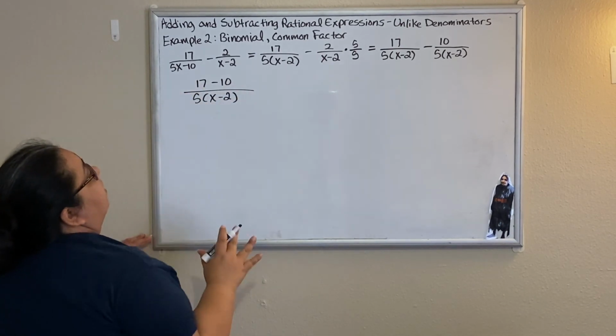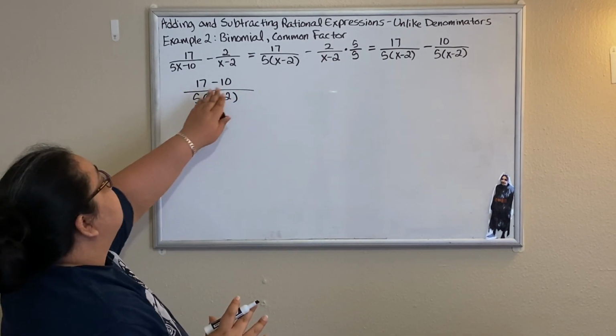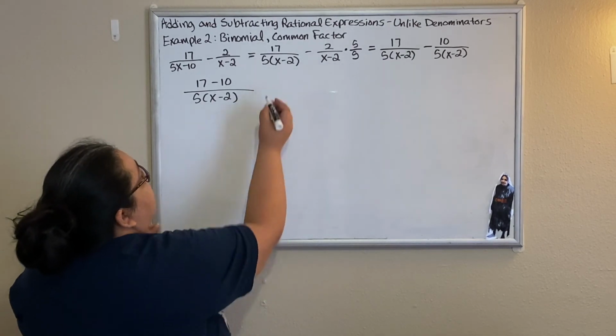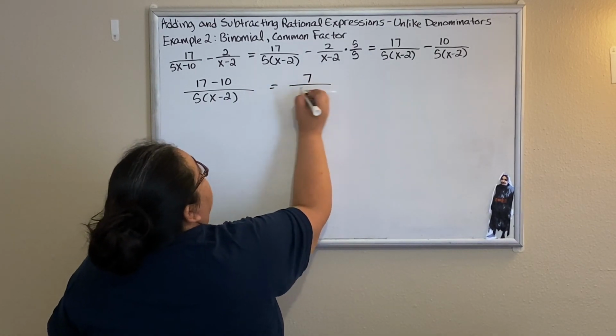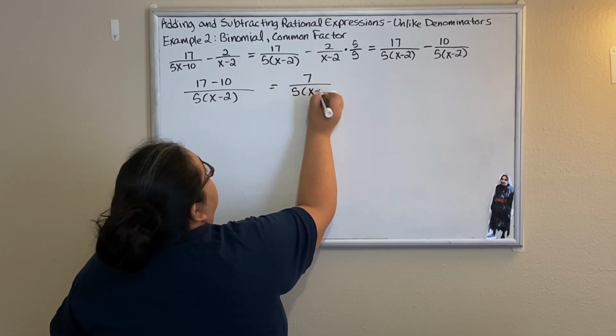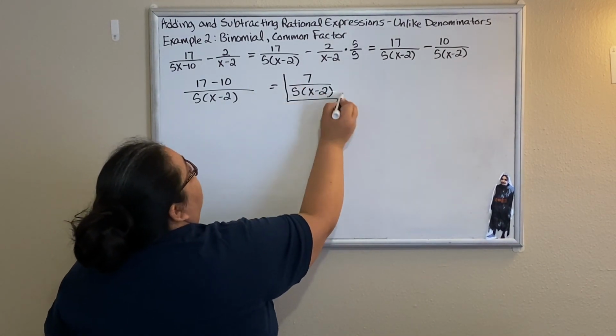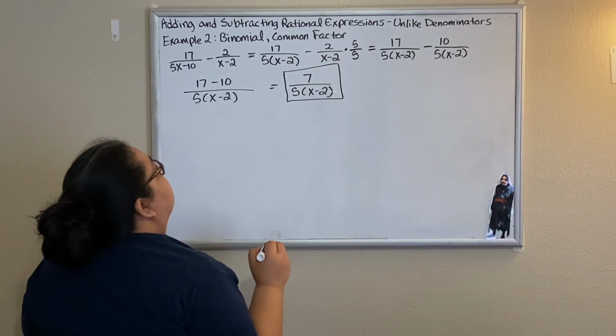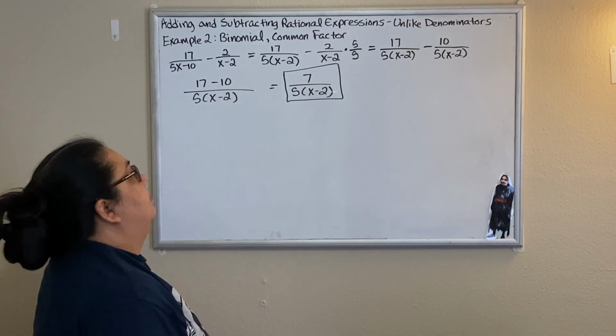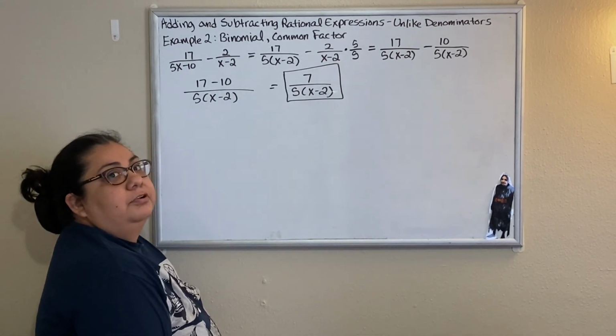We just put it all together. And now we can subtract 17 minus 10, which is just going to give us 7 over 5 times x minus 2. And that is our sum and or difference. Okay. And that is example 2.